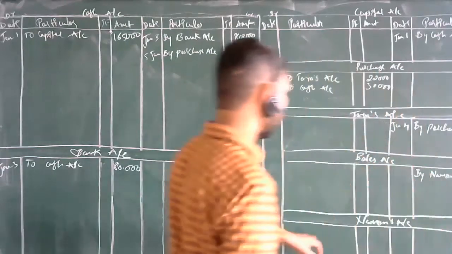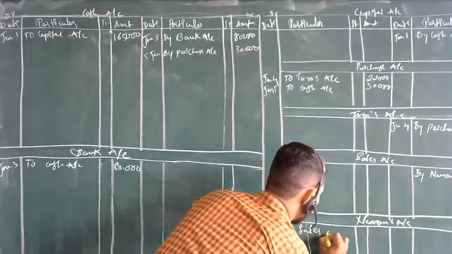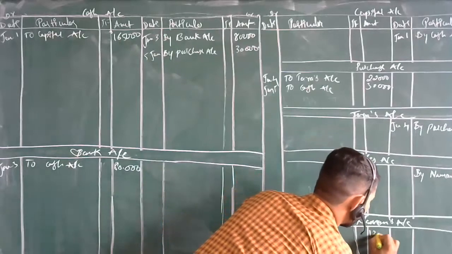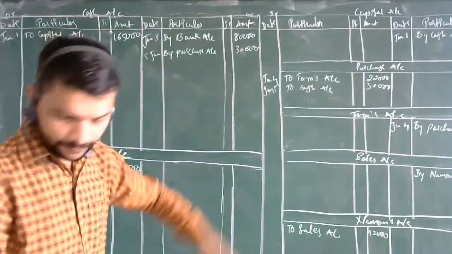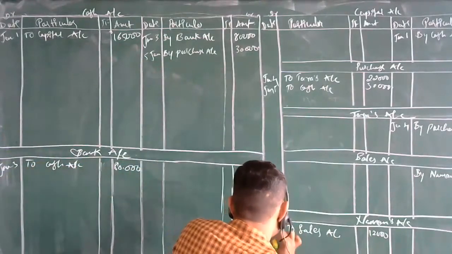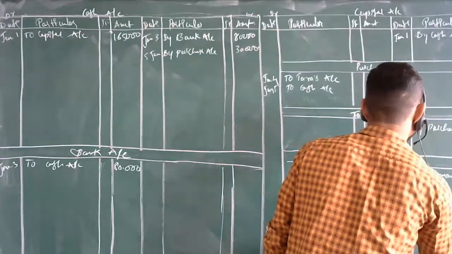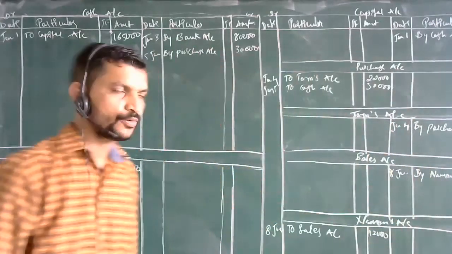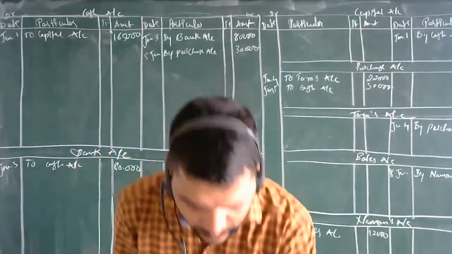And one more, by sales account 12,000. So this entry got over here. Now what is the date for this? 8th January. The date is 8th January over here. Got the things over here? Now, next, what is the next entry?